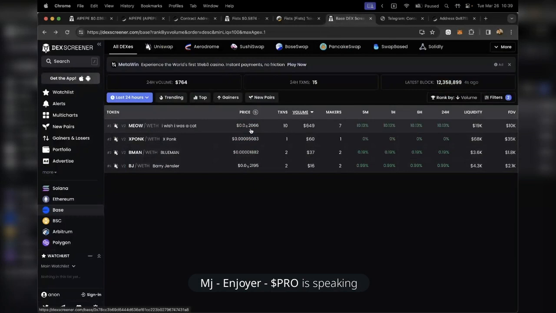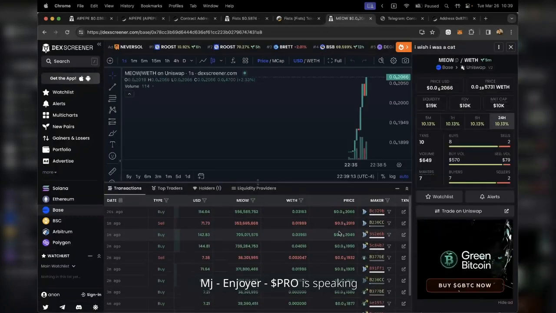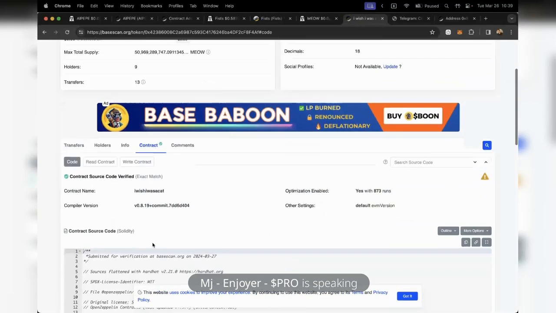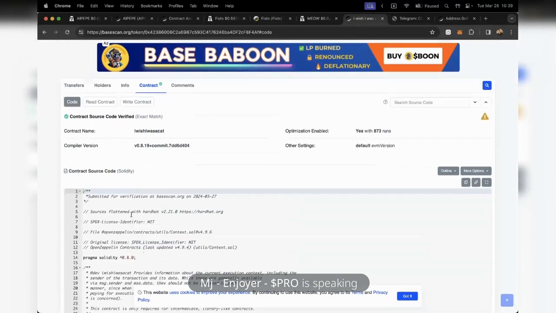I wish I was a cat. 7 makers, $600 in volume. It's not bad. We have a sell for a decent amount, comparative to the buys that have already happened. No info in here. Not the best.